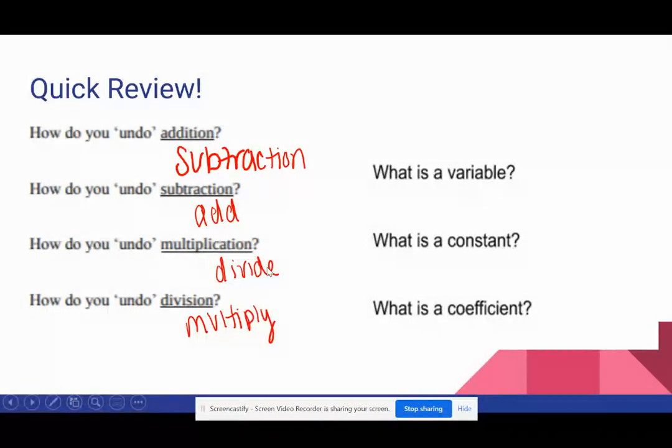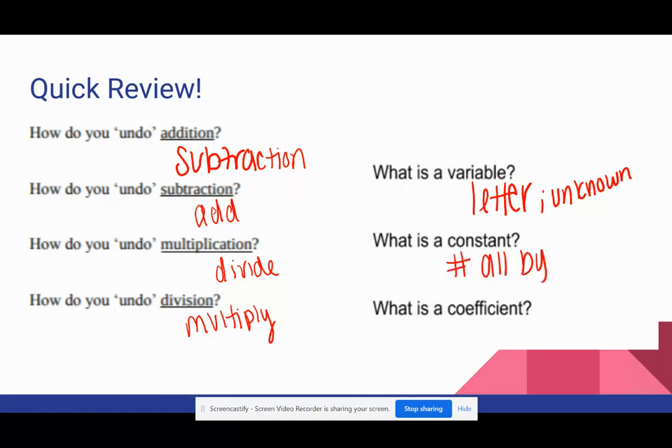What is a variable? The variable is just the letter. It's the unknown. We don't know what it is. We're trying to figure out what it is. That's what we solve for. The constant is the number all by itself, so no letter attached to it. And the coefficient is attached to the variable. It's attached to the letter. So it's important to know the difference between a variable, a constant, and a coefficient.